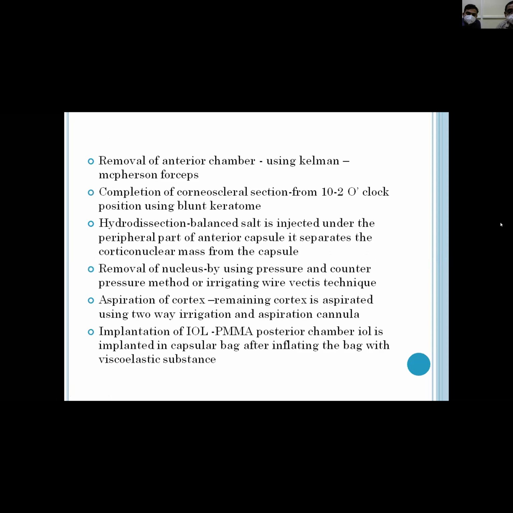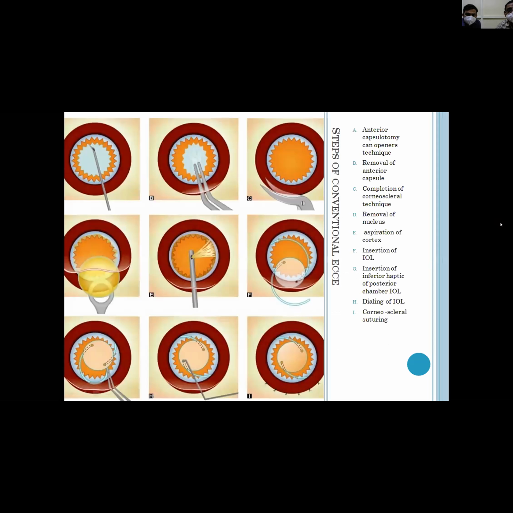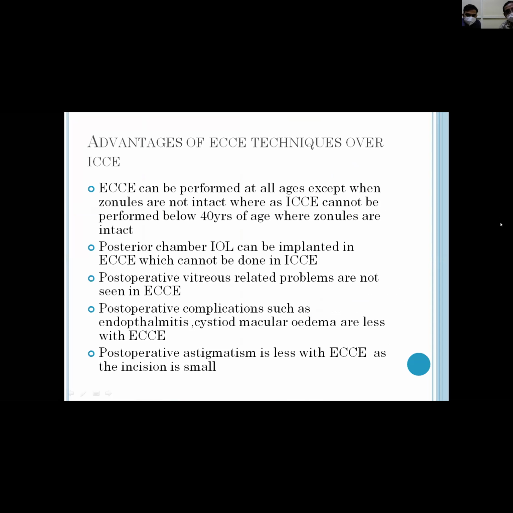Forward it. And aspiration of the cortex with irrigation aspiration cannula. Good. Go ahead. Forward it. So whenever you are putting the sutures, you are mentioning the sutures, you should mention what material you actually use. Okay? Okay, sir. So advantage in the mind, CCE can be performed.